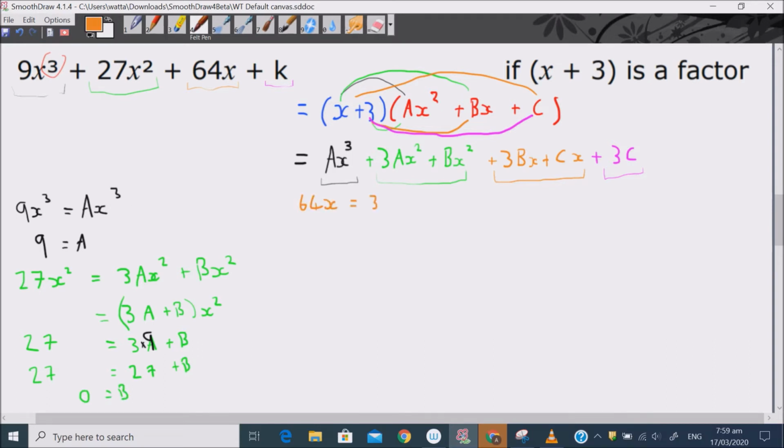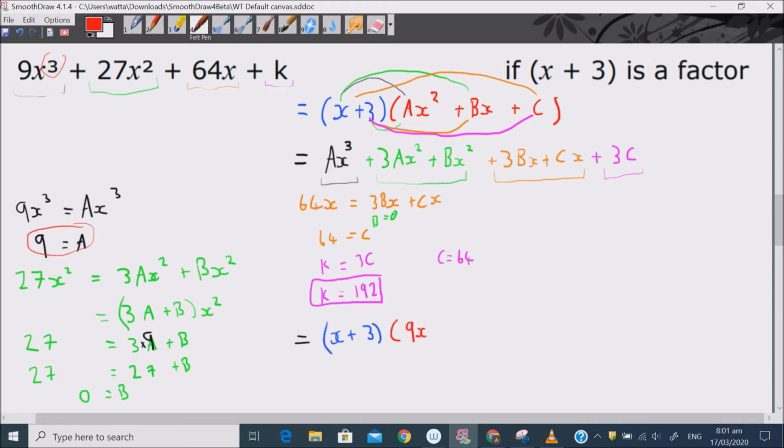We'll move on to the linear term. So the coefficient is 64. We've got 3b times x plus cx. Now we know b is 0, so that means that c is 64. Lastly, we have to figure out what k is. We know it's equal to the last term, 3c. So since c is 64, k is 192. So we figured out what k is.